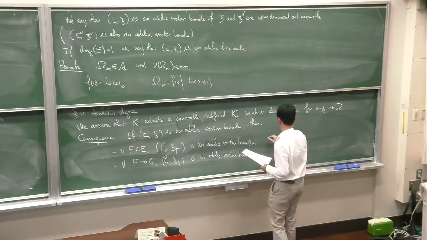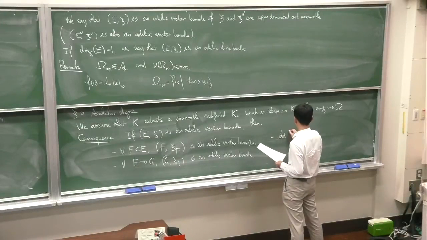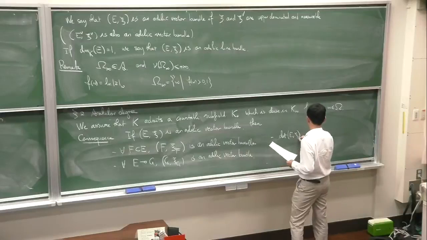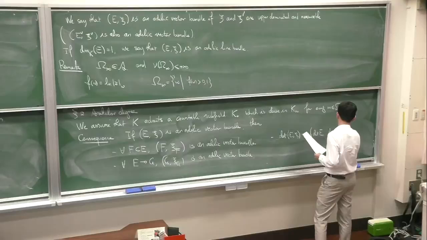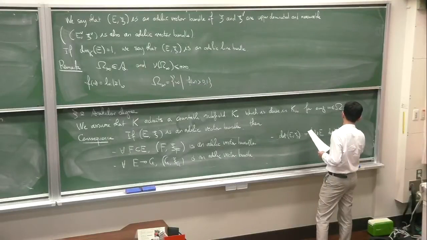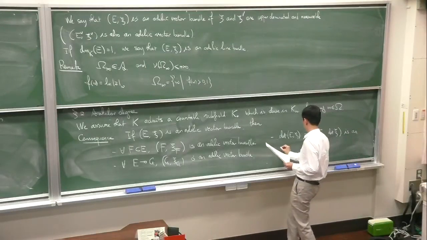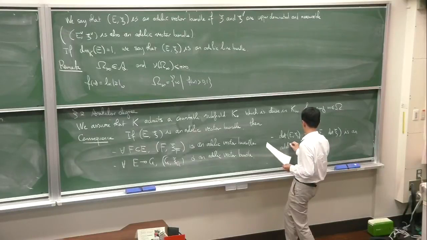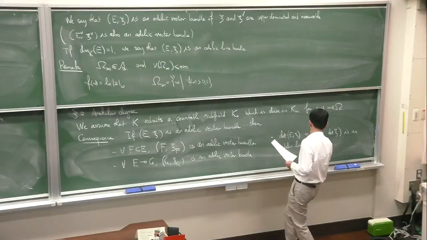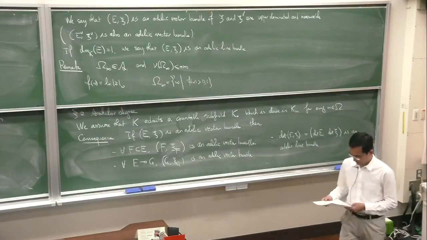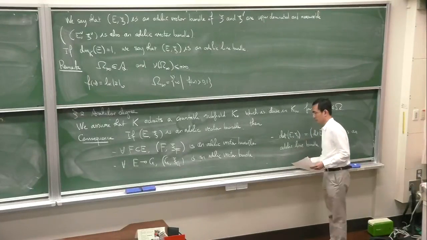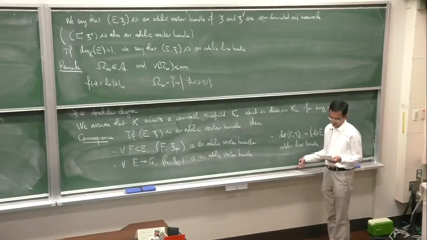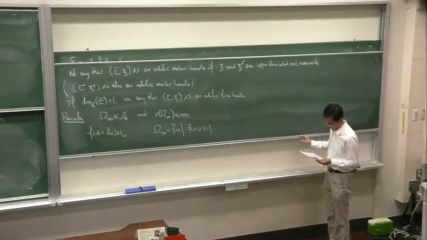And also for the determinant. The determinant of E psi is defined as the determinant of E and the determinant of psi. So this is an adelic line bundle. As you have seen before, once a determinant is well defined, you can construct the Arakelov degree for adelic vector bundles.